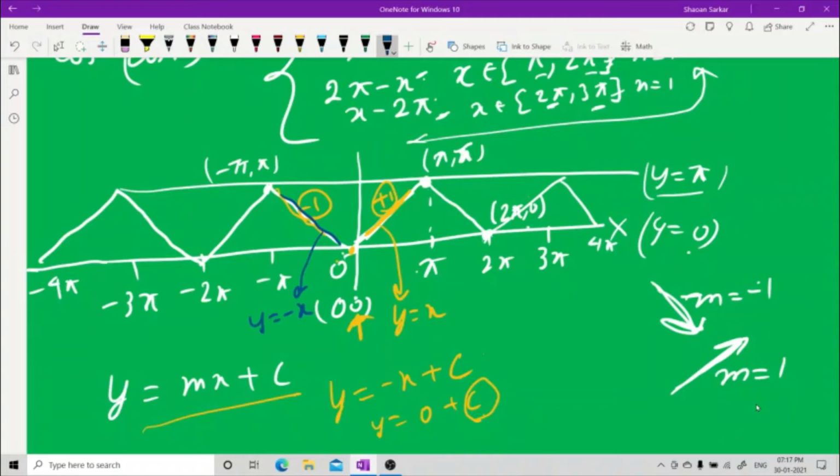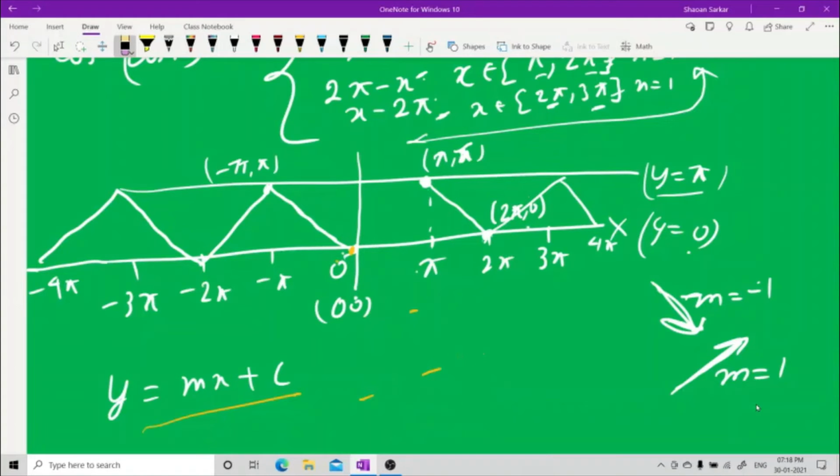Done. This is understood. Now let's pause the video and do it. Let me rub all this by the time. The whole line went off. Wait a minute. Now let me draw this line from here. This is y equal to x, I got, and this I got y equal to minus x. Now come to this. This slope is minus 1. Come to this. Slope is minus 1, minus x plus c.